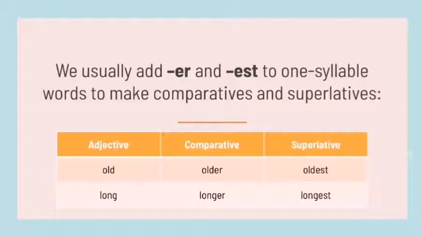So, the first rule says, we usually add ER and EST to one-syllable words to make comparatives and superlatives. You know that ER is used for comparative and EST is used for superlative. Here we have the adjective old. The comparative form of old is older, and the superlative form of old is oldest. The same happens with long, longer, and longest.